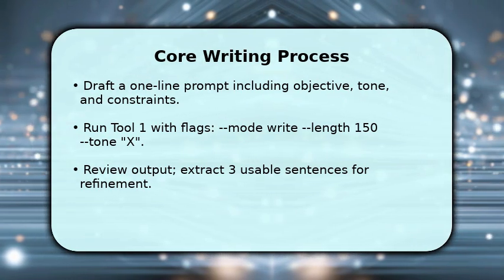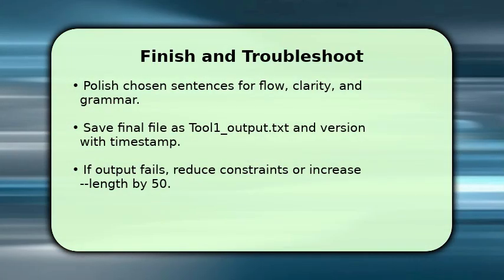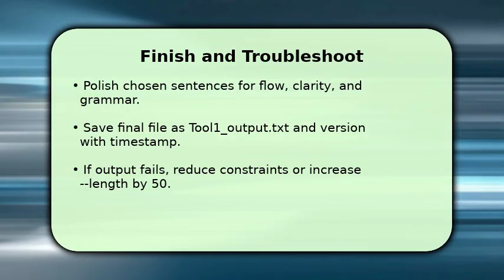To finish, edit the selected sentences for flow and clarity, fixing grammar and choosing precise words. You should aim for a single cohesive paragraph. Save the final result as Tool 1 output, TXT, and create a timestamped version for rollback.